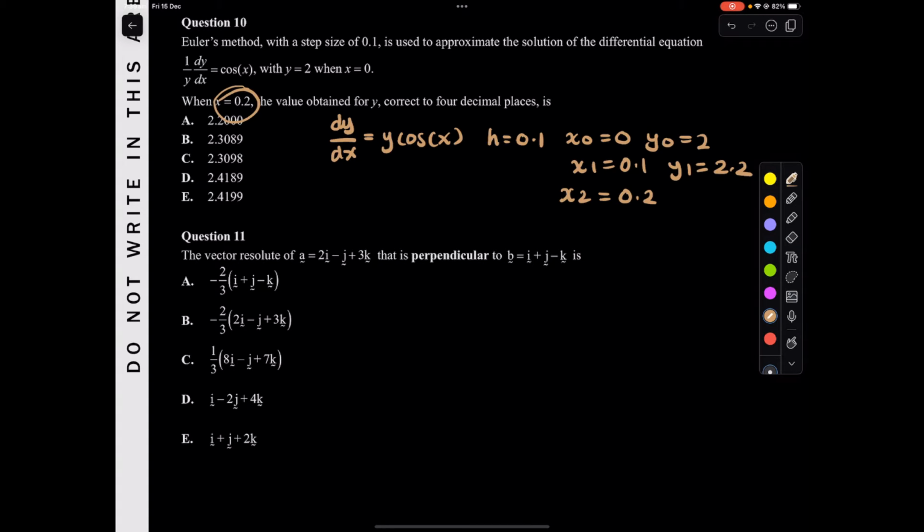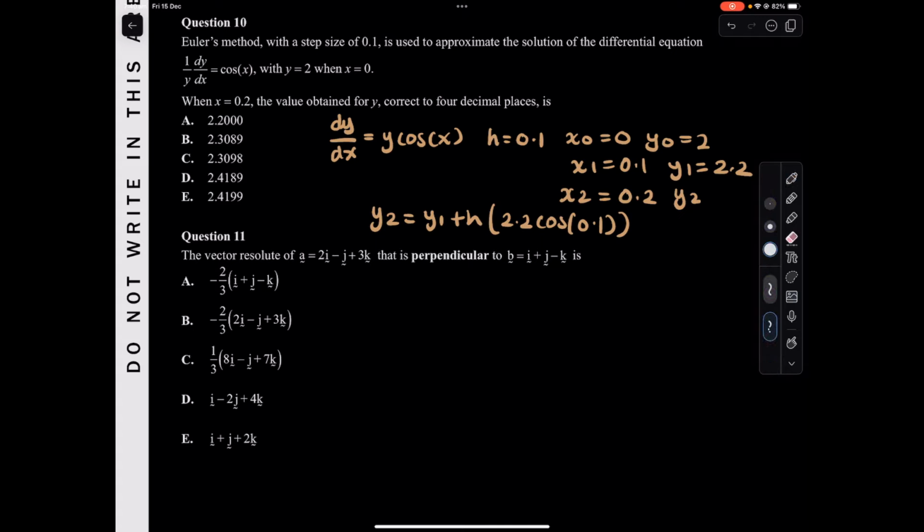Remember, when x is 0.2, what is the y value? So we want to find y2. Same thing. y2 is going to be equal to y1 plus h times dy dx, so you have to sub in these values over here. So y is going to be 2.2 cos 0.1. h in this case is going to be what? Plus 0.1. And what's your y1? It is 2.2. Subbing this in, that's going to give us y2.